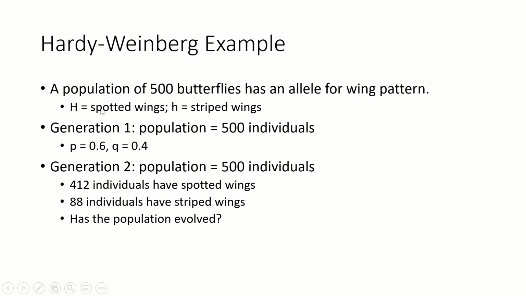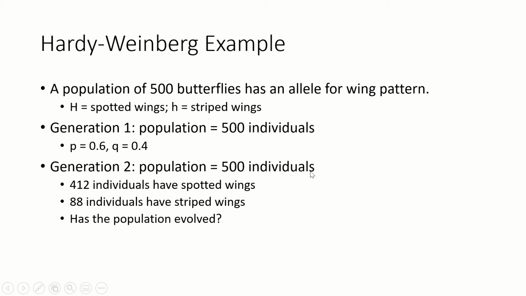The spotted wing allele is dominant to a striped wing allele. Yeah, this is a big phenotypic difference. This is not a real thing. Okay, I'm making this up. All right, in generation 1, we have a population of 500 individuals, and the allele frequencies P is 0.6, Q is 0.4. So 60% spotted alleles, 40% striped alleles.